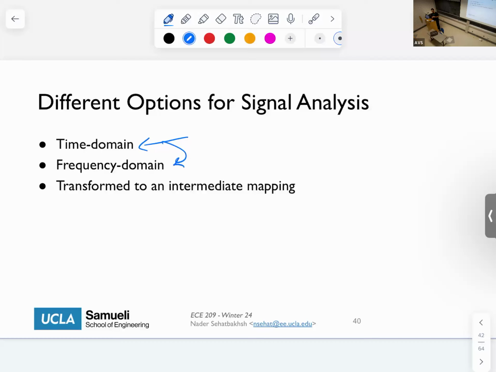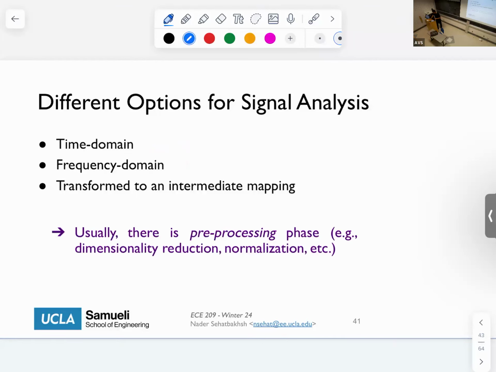But you can easily also do frequency level analysis, right? So you can take the FFT of this time domain signal and do your analysis on that. There are many works that do that too. And again, as I said, this is basically nothing new in terms of analysis. This is similar to many other systems that we have. You can also transform this into some intermediate mapping, right? So not timing, not frequency, it could be a latent version of something that you can use.